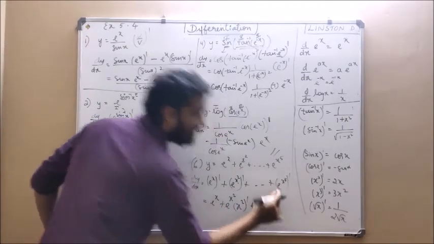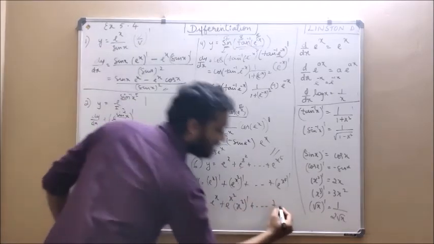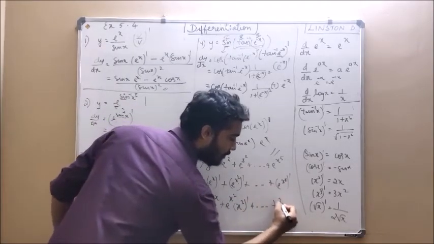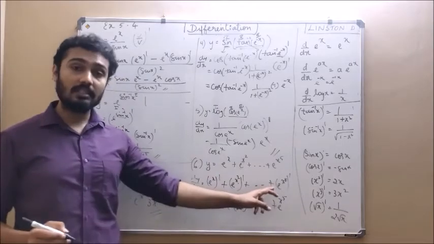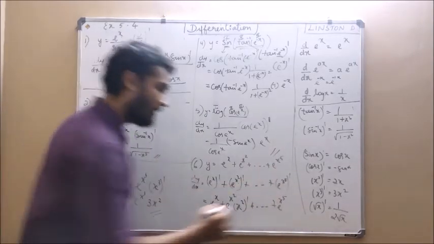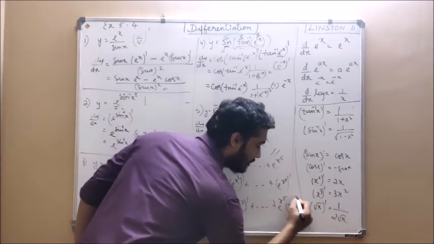Plus e power x power 5. So differentiate. Differentiation of e power x is e power x. So e power x power 5. Next, chain rule, we have to differentiate x power 5. So differentiate x power 5.